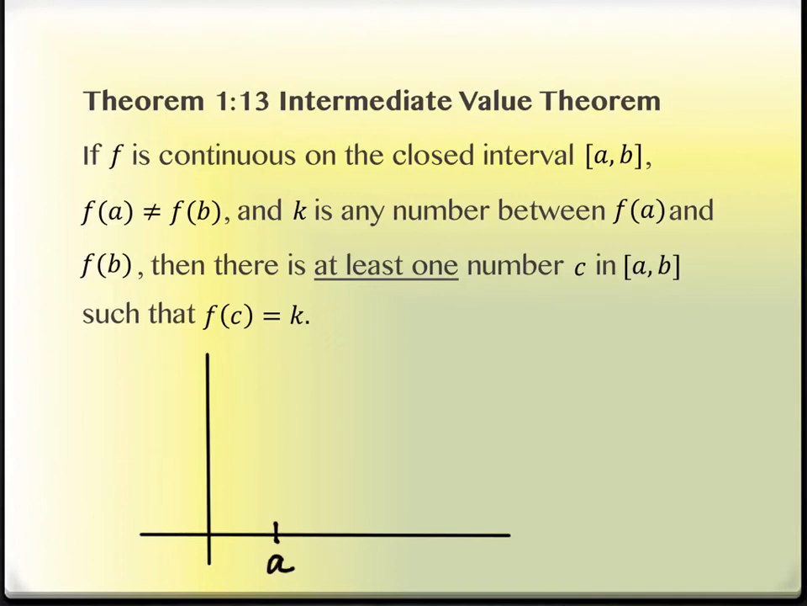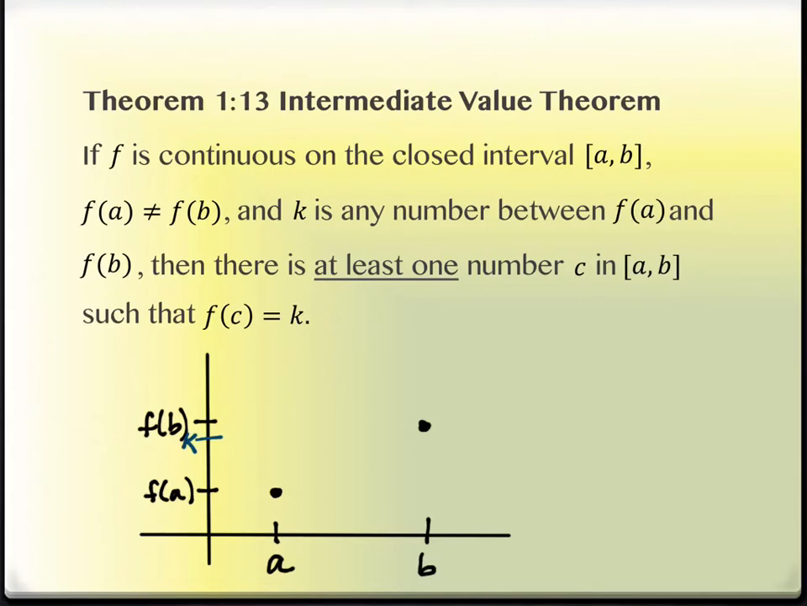So I'm going to mark my interval from a to b. It doesn't matter whether the graph is lower at f of a or higher at f of a. I'm just going to do it like this. So at a, we're at f of a, and at b, we're at f of b. And k is some value that's in between. I don't even need it to be perfectly in between. It's just somewhere in between those.